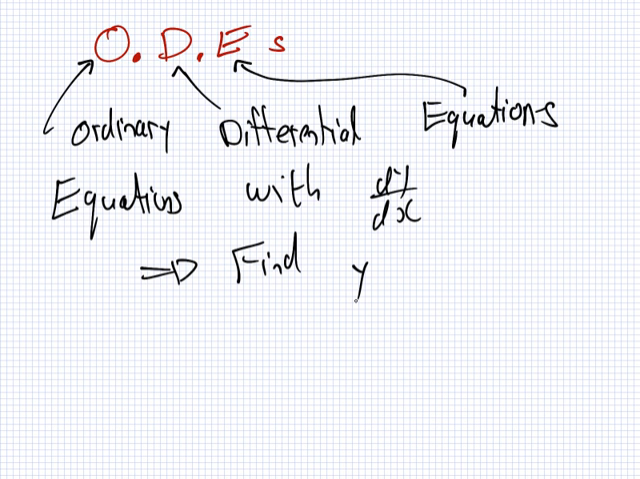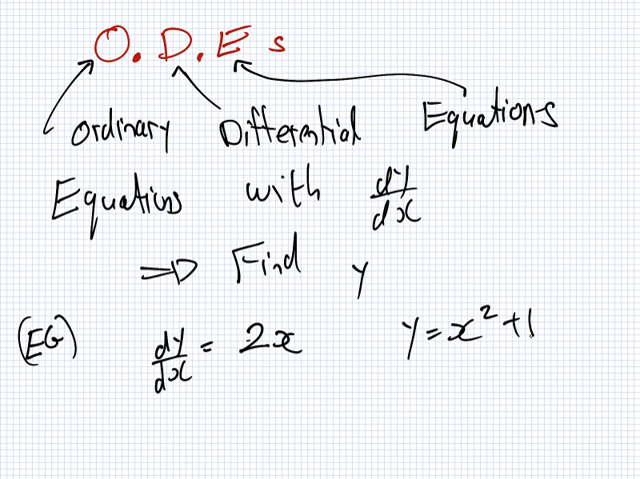Got that? So let's have a look at an example. Very simple example. Here's our first ODE. dy dx equals 2x. So, if dy dx is 2x, what's y? x squared. Anything else? Could it be anything else? Could it be x squared plus 1? So the answer is x squared plus c.